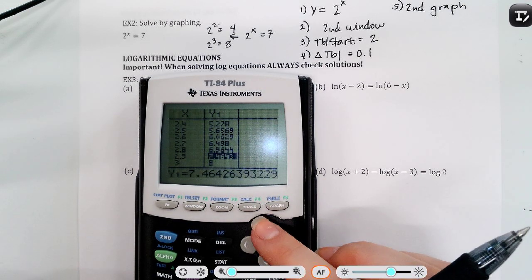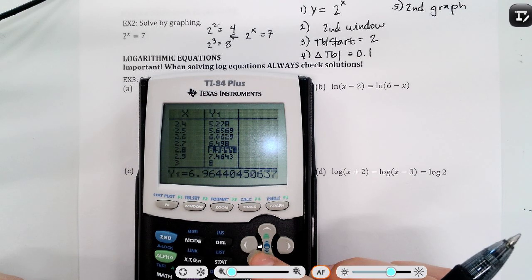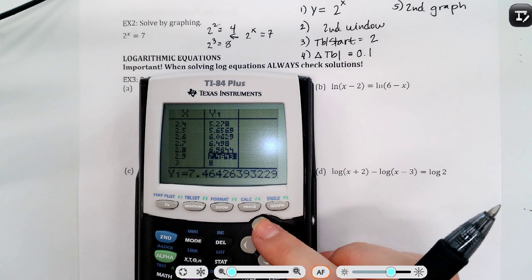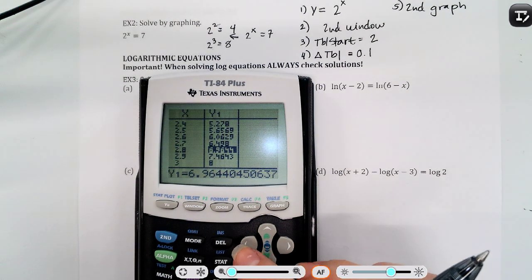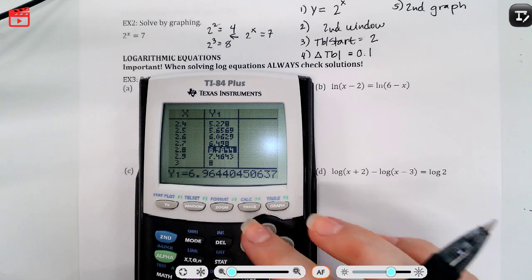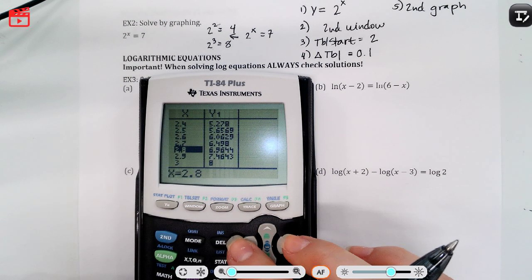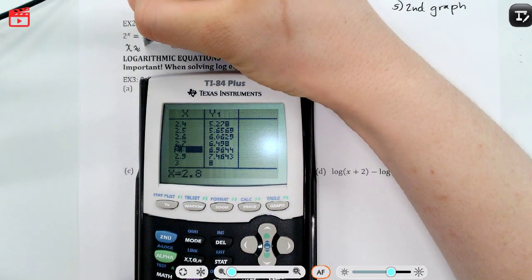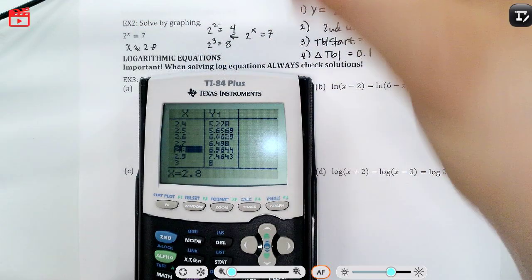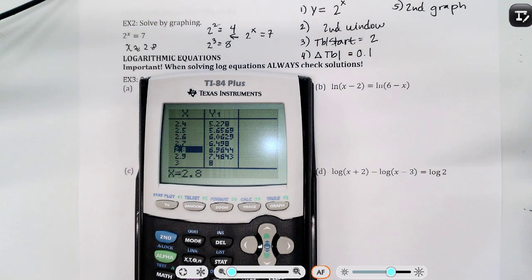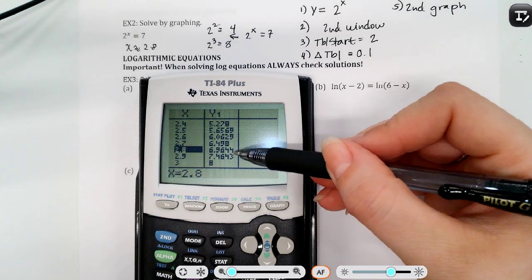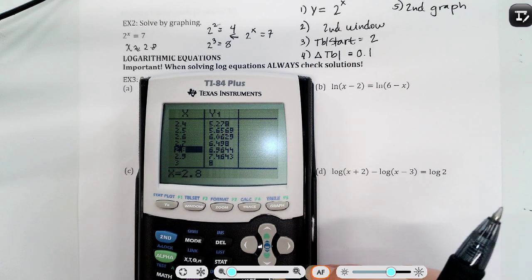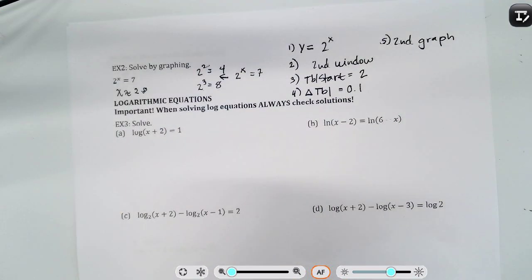Ooh. Okay, so I have the y value of 6.96 and the y value of 7.46. So the one that is closest to 7 is actually this value, 6.9644. So the corresponding x value for that is 2.8. So my x value is approximately 2.8. Okay, and that'll give me roughly the answer of, that's almost 7. This one's closer to 7 than this, okay? All right, so that's how we would find that, by graphing and using your graphing calculator.